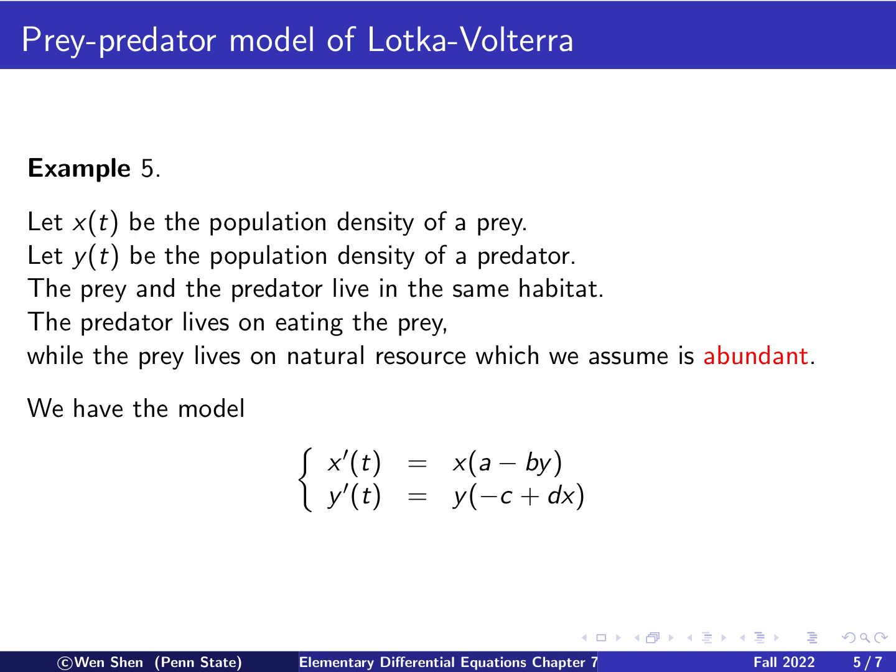Okay, so let's present the model. It's the following. x prime is x times (a minus by), and y prime is y times (negative c plus dx). Here, the coefficients a, b, c, d are constants. They are actually all positive constants, and therefore we put negative signs clearly to indicate the effect.